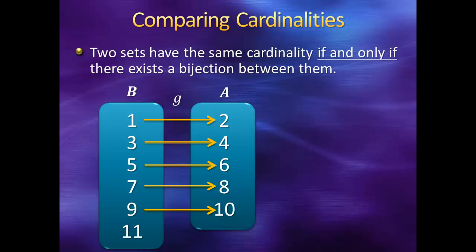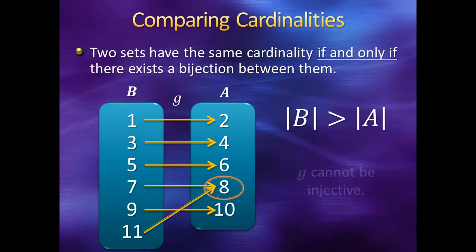But for g to be a function, 11 has to map to something as well. So what has to happen is that 11 has to map to an element of A that's already been mapped to by some other element of B. Again, no matter how hard we try, there will always be an element of A that is mapped to by two elements of B. So since the cardinality of our domain is in this case larger than the cardinality of our codomain, our function can never be injective.